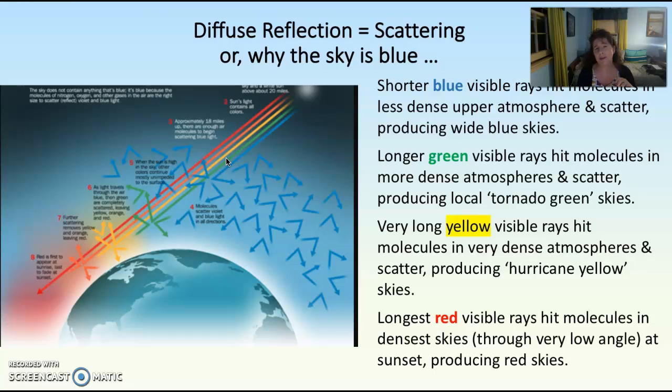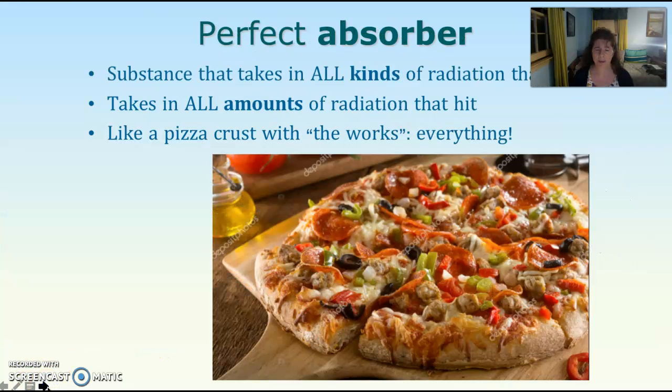The red waves are the longest. They are scattered when they have to go all the way through the sunset sky on a really low angle. So those are scattered last, and they are longest. Now you know why the sky is blue.